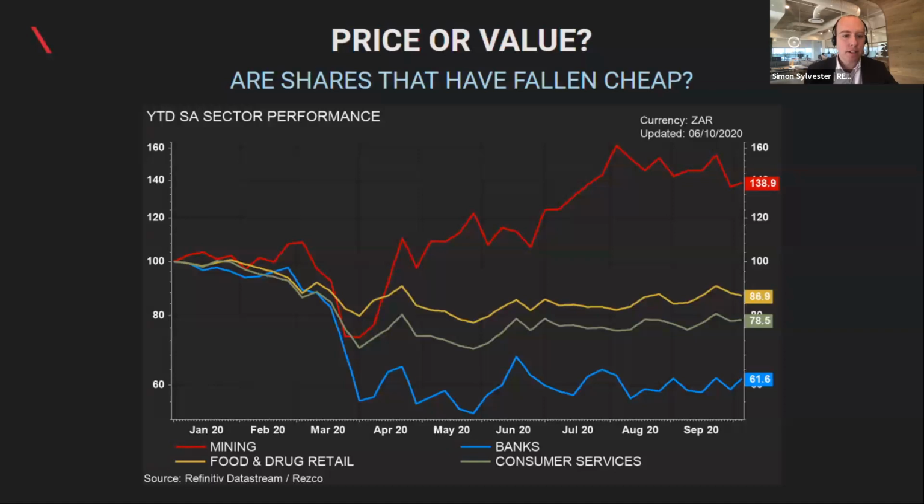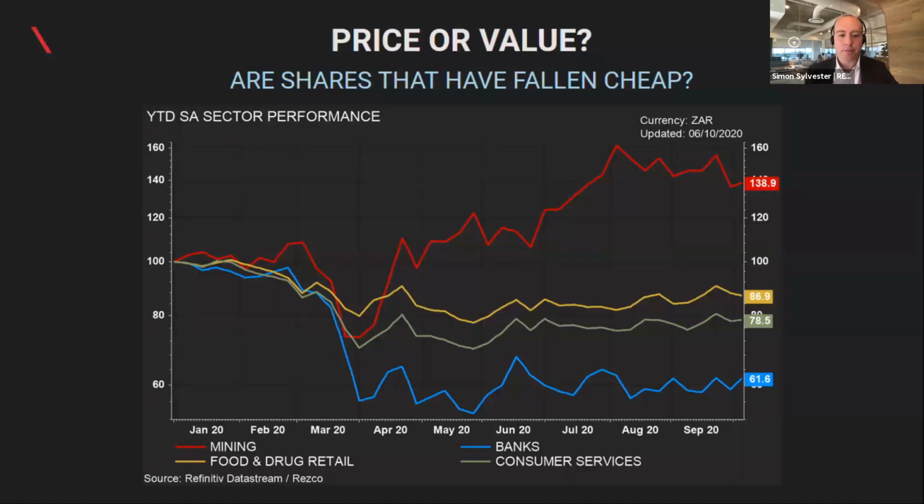So this chart is a year-to-date performance chart of different sectors, just to get a feel. You can see the blue line there is the index of our local banks, and they are down year-to-date about 40%. So the share prices have really taken a beating through COVID. Part of it's the economy, part of it's interest rates falling, which is bad for banks' profits. But you can also see some more defensive sectors, consumer services, those are your retailers, largely something like Foschini would be in consumer services. And they've fallen just over 20%. So also they've taken quite a big knock.